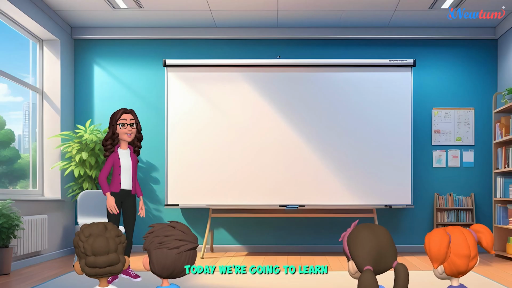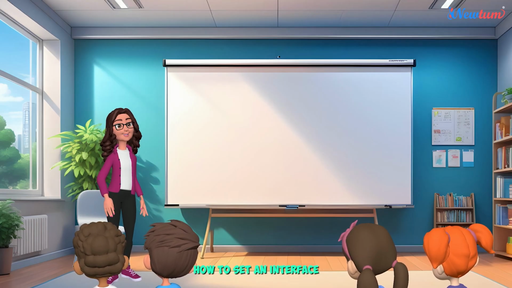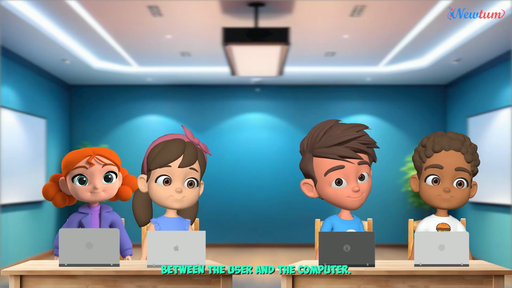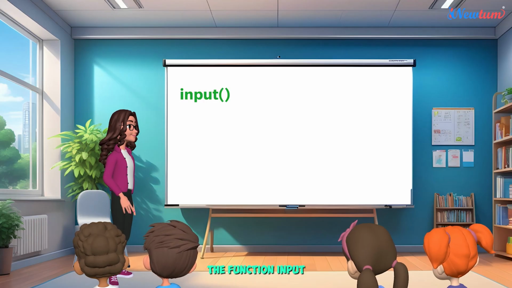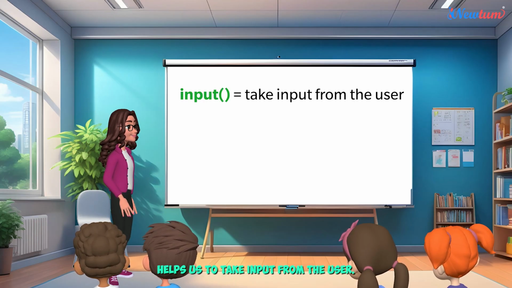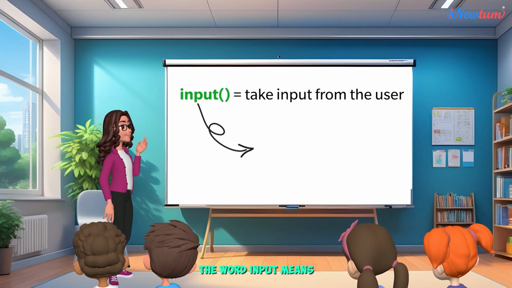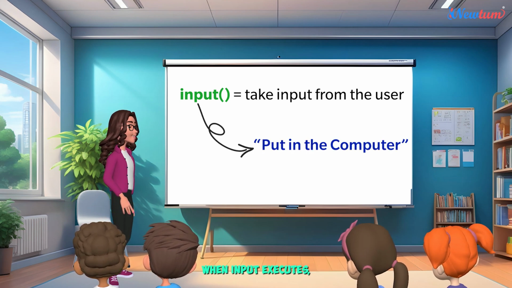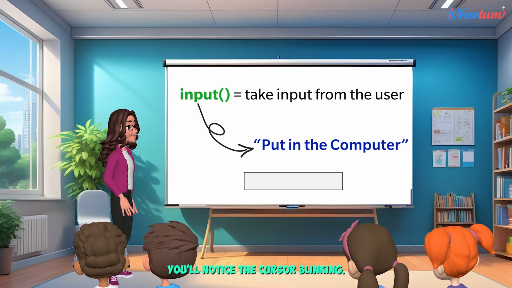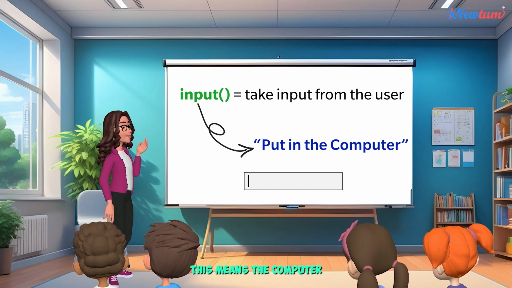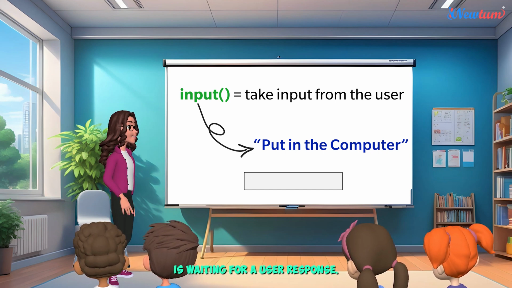Yes. Today, we're going to learn how to set an interface between the user and the computer. The function input helps us to take input from the user. The word input means put in the computer. When input executes, you'll notice the cursor blinking. This means the computer is waiting for a user response.